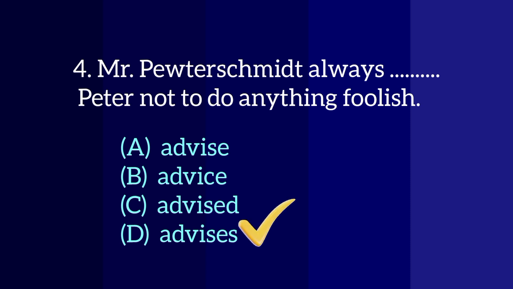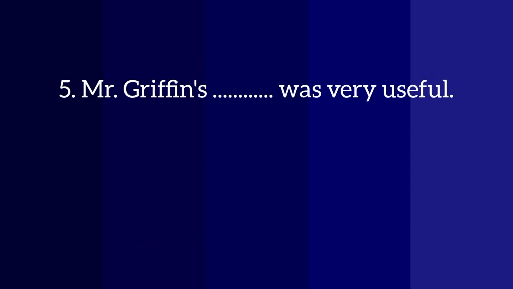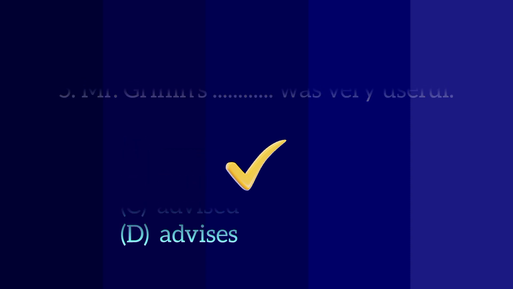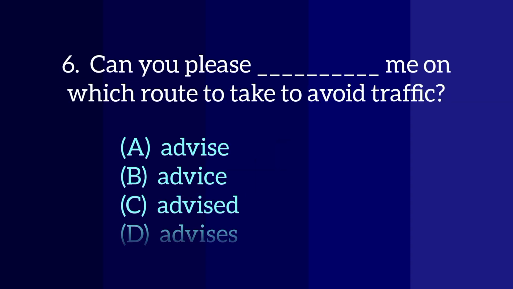The correct answer is: Mr. Peter Schmidt always advises Peter not to do anything foolish. The correct answer is: Mr. Griffin's advice was very useful. The correct answer is: Can you please advise me on which route to take to avoid traffic?